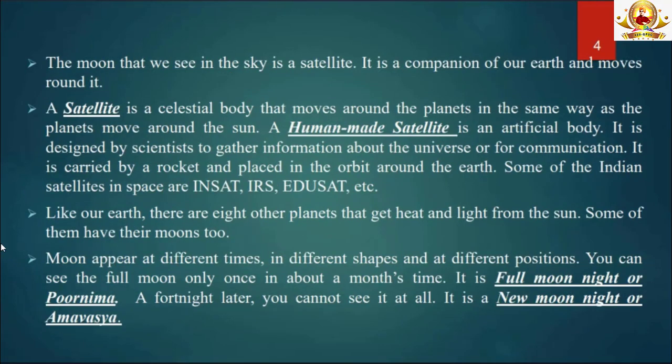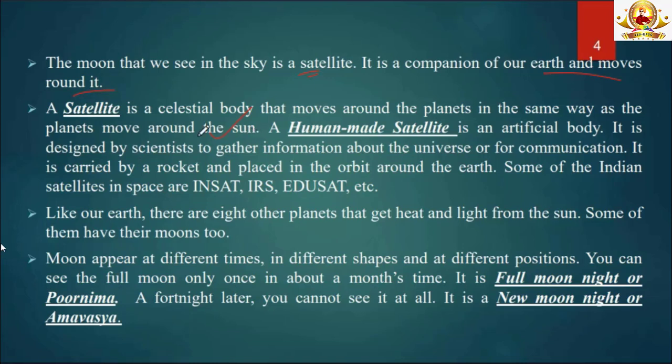Now let's talk about the satellites of a planet. What is the moon? Is the moon a planet? No, the moon doesn't orbit around the sun, but it does orbit our Earth. It is a companion of Earth and it moves around Earth. So it is a satellite of Earth. A satellite is a celestial body moving around a planet the way a planet moves around the sun. Correct? For example, the moon is a satellite of Earth, and the other 8 planets have a lot of moons. Some have more moons, some have fewer. Earth has only one moon.